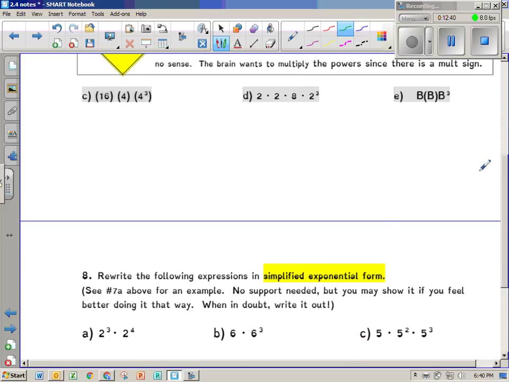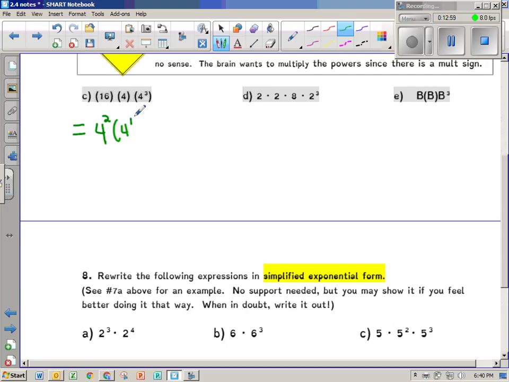Well, let's go ahead and try this first one. When you see the 4's here, it should come to mind, oh yeah, 16 is the same as 4 to the 2nd power. So we could write 4 to the 2nd times 4.